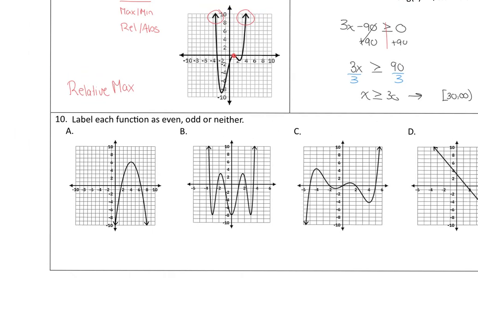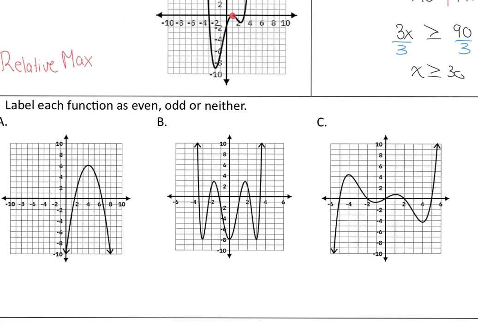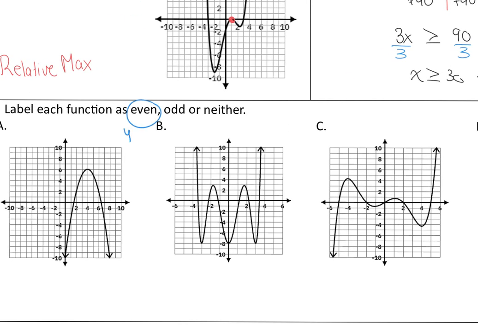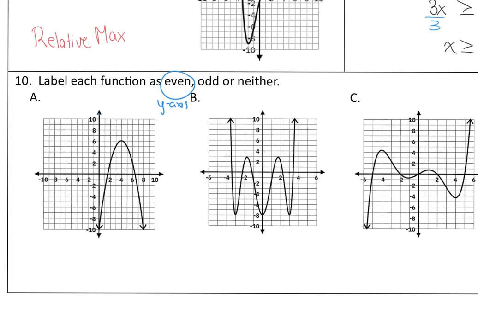Okay, and then we're going to do number 10. It says label each as odd, even, or neither. So let's start with even. Even means I'm symmetrical to the y-axis. So if I draw this line, that's not the line that cuts me in half, so that's not even. This line does cut me in half, so this one's definitely even.